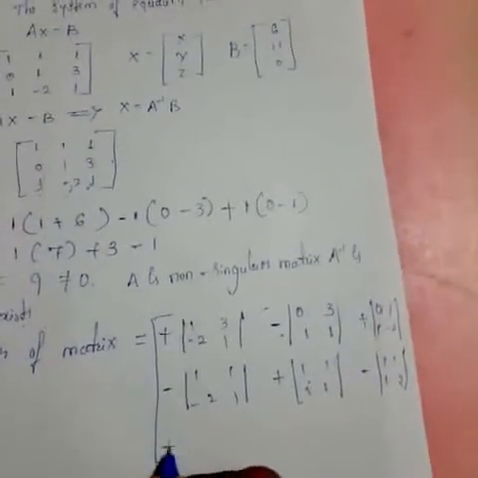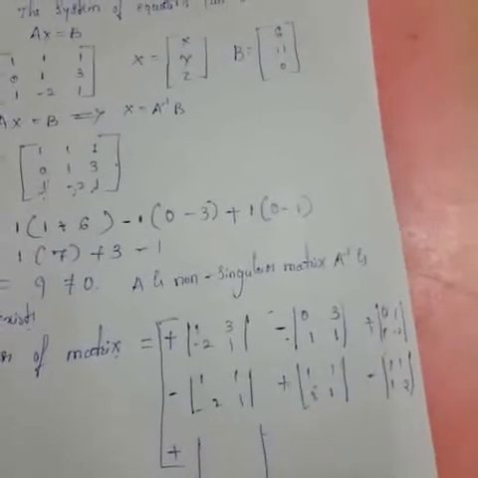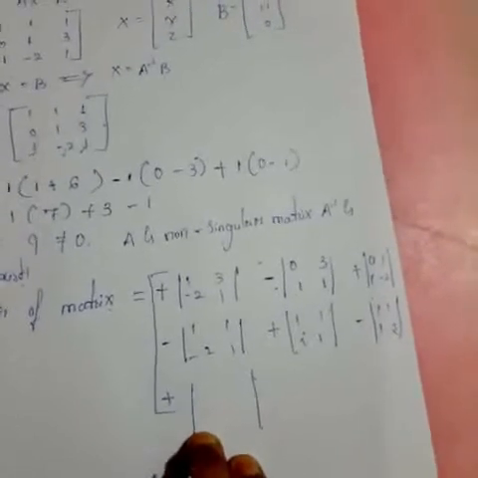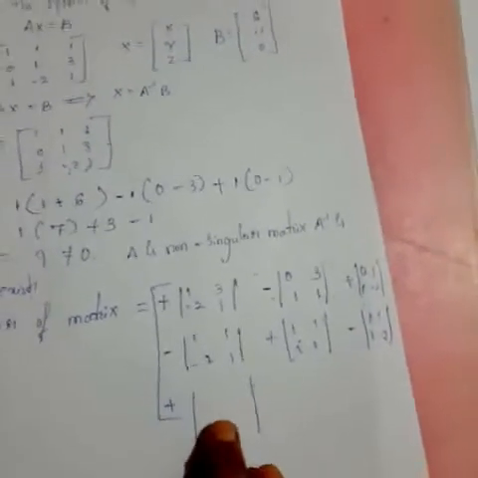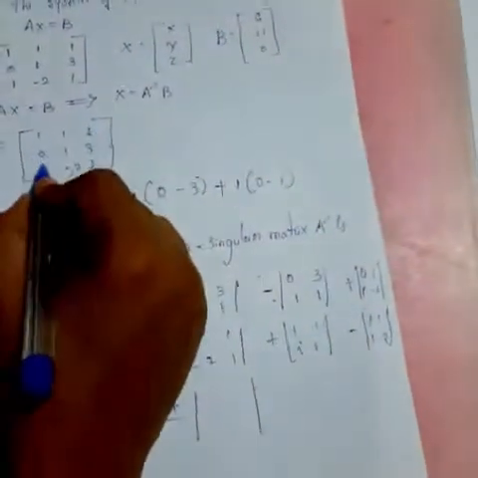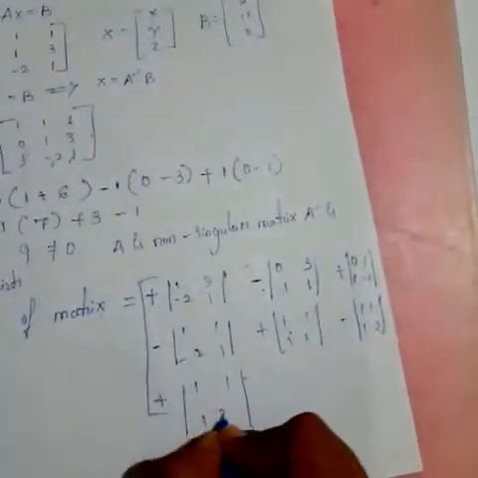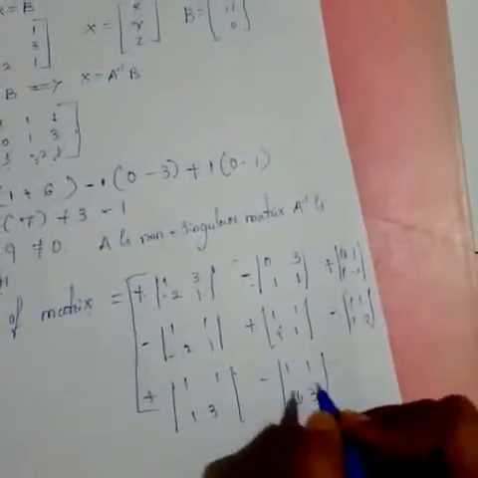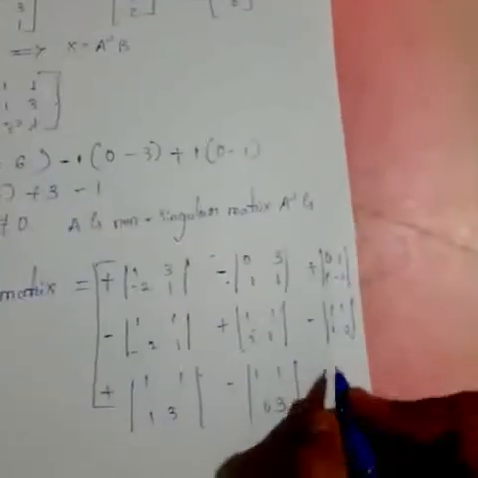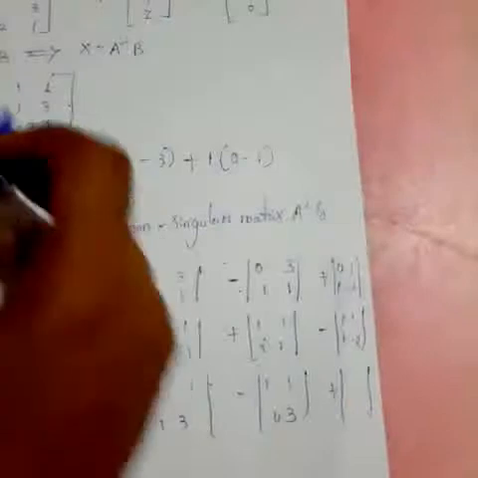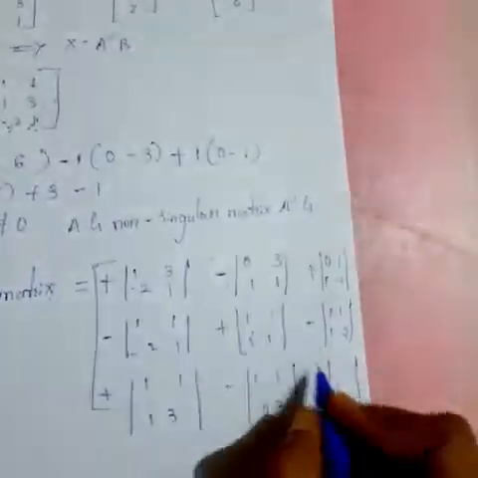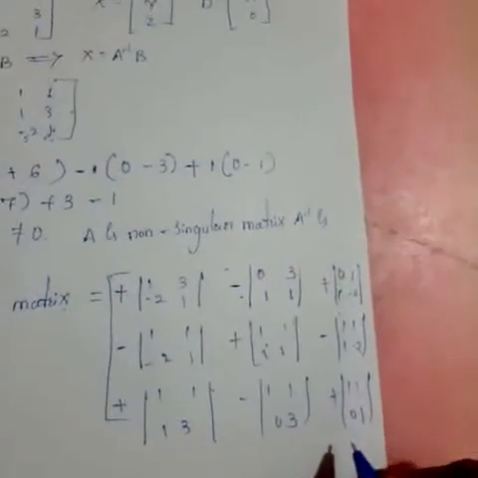Okay, next is plus. A31 value means third row first column, you will get 1 1 1 3, with a negative sign. This is nothing but third row second column, you will get 1 1 0 3 1 1. Put the positive value, then you will get what? Third row third column, 1 1 0 1.